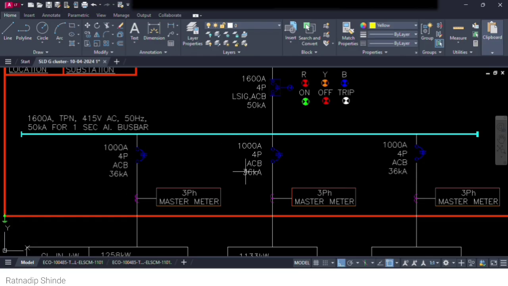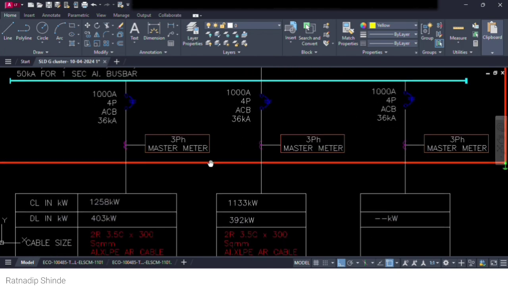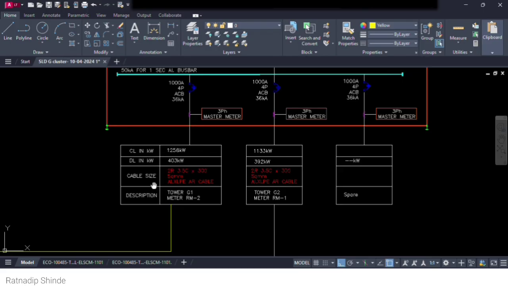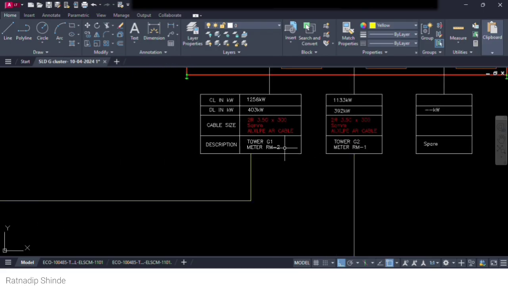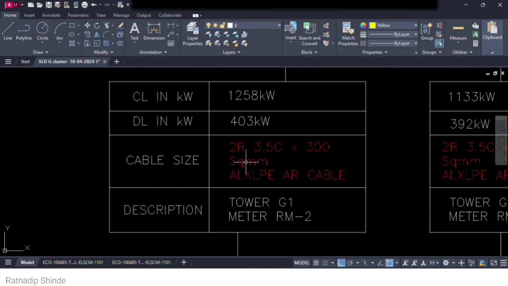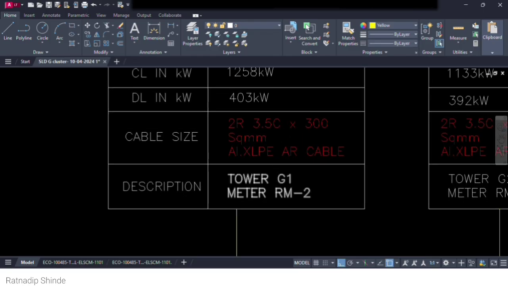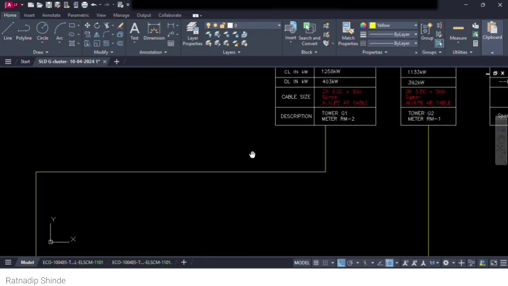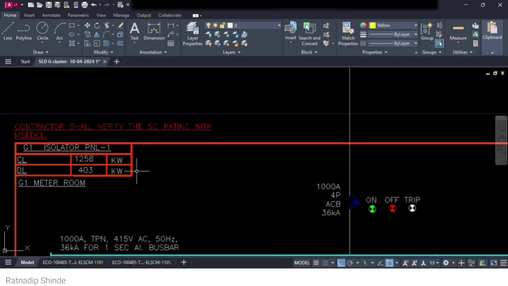Here is a 4 pole ACB with a 36 kilo ampere short circuit current rating and 1000 ampere current rating. Now we connected a 3-phase master meter here, and it goes to a panel through this cable, of size 2 run, 3.5 core, 300 square mm aluminum cross-linked polyethylene armored cable. Now it's going to the isolator panel of some tower.